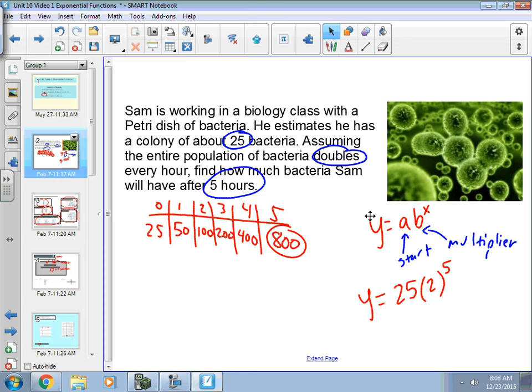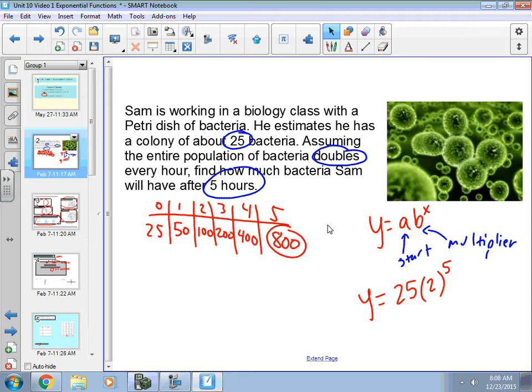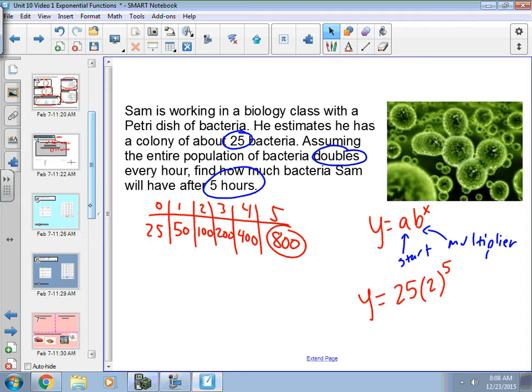So going on to calculator, if we type that little equation in, 25 times 2 to the power of 5, we get the same result, 800. So that would be a quicker way of coming up with an equation to figure out these types of problems. And that's what we got. That's what we're going to try to get you guys to do here.